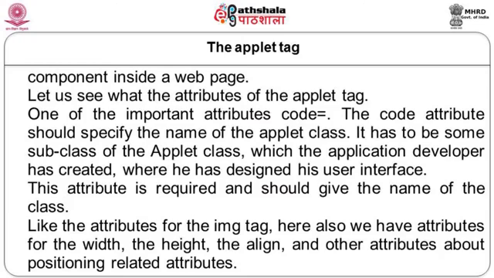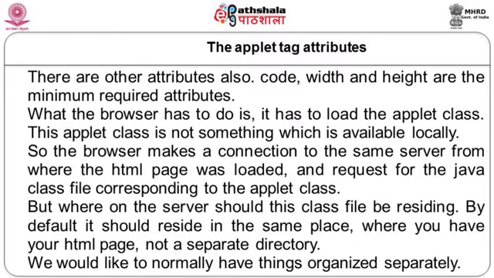And then, like the image tag, here also we have the width and the height. We set up the width and height for the applet, what size the user interface should be within the browser. The alignment and other attributes will be about positioning. There are a few other attributes. Suppose he is only giving this much, that is, the width, the height and the code.